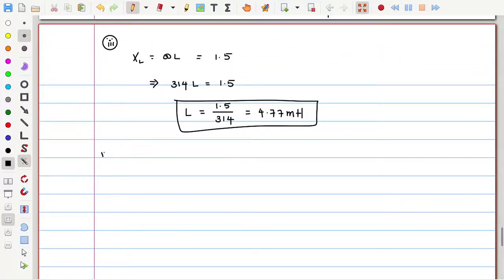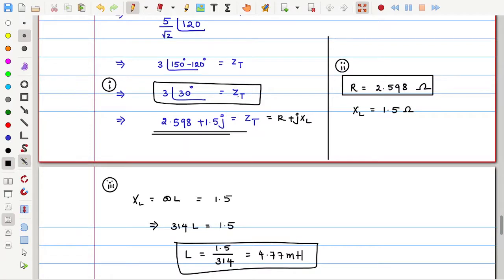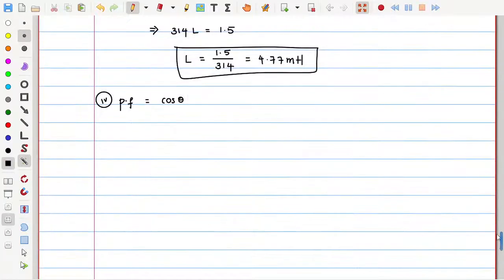So how can we get the power factor? The power factor is cos of the impedance angle. Do we know the impedance angle? We already know, see, how much is the total impedance angle? 30 degrees. So directly we can get this, equal to cos of 30 degrees. Clear? So how much is cos 30? Root 3 by 2, which is equal to 0.866.